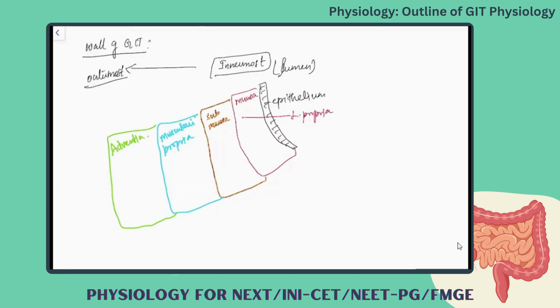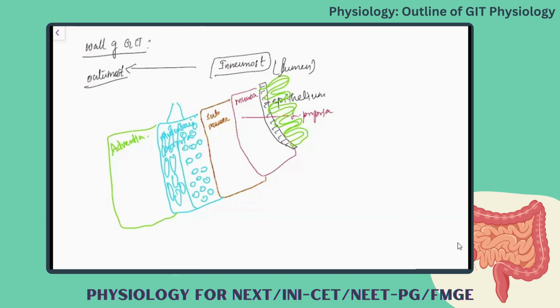Okay. So the innermost lumen contains the epithelial lining all over the GIT. Then next you have the mucosa, submucosa, muscularis layer, and then the adventitia. And this muscularis layer is of two types: the inner circular muscles, where the muscles are circular in structure, and the outer longitudinal muscles. So the muscular layer has two subtypes, the innermost circular muscles and the outermost longitudinal muscles. This is how the wall of the GIT is arranged.